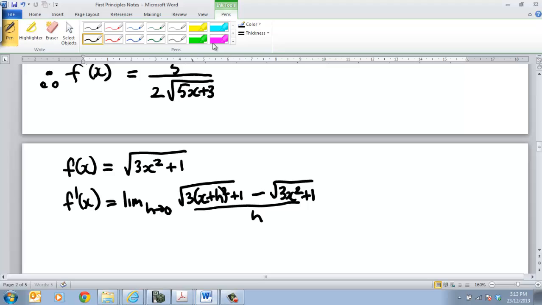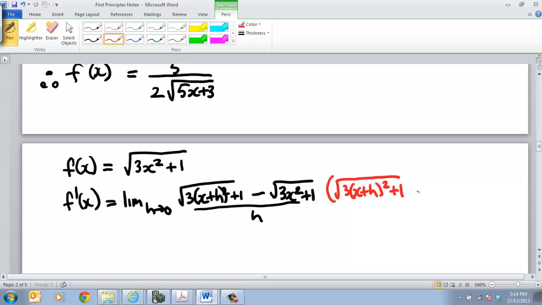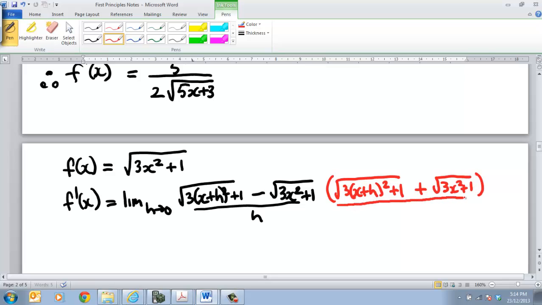Okay, now remember what the conjugate is. The conjugate is exactly the same as what's on the top line, but you just change the sign. So that will become the square root of 3(x plus h) squared plus 1, plus the square root of 3x squared plus 1. Now, keeping in mind, we can't just times by that, we have to times by 1, so we have to put that on the bottom line. And the trick again is never ever expand and simplify the bottom line.